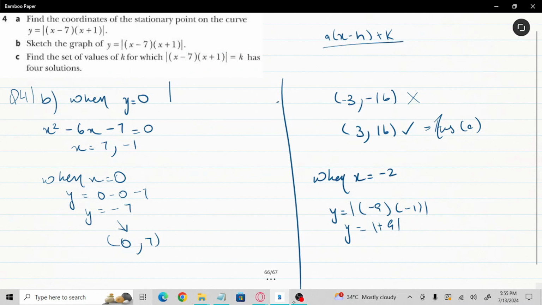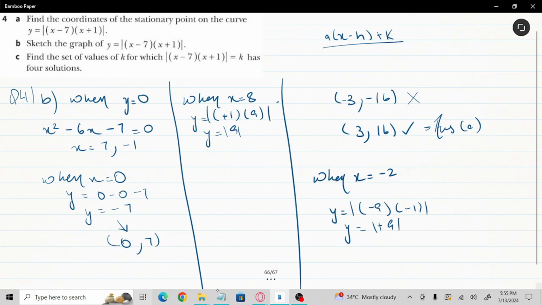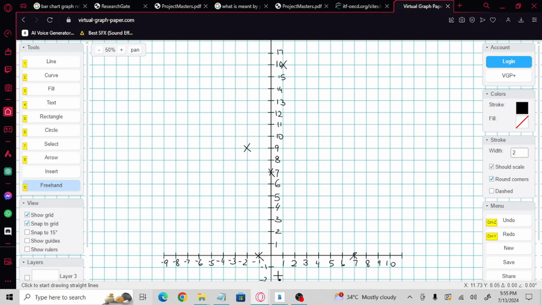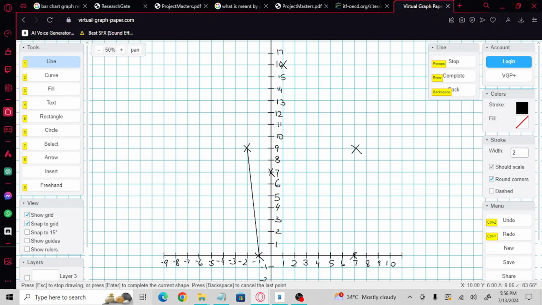And when x equals 8, we have to find that point also. Let me just make a space in between. When x equals 8, y is equal to the modulus of (8 minus 7), which is 1, times (8 plus 1), which is 9. So again, y is equal to 9. So go up there, 8 and 9. Okay, we can connect these two coordinates with a line tool.